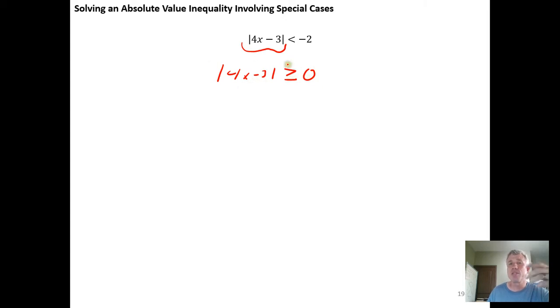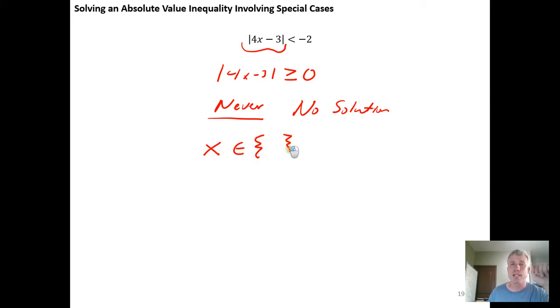So when will a number that's greater than or equal to 0 be smaller than negative 2? And the answer is never. There's no x you can choose that will make the absolute value generate a negative output. So there's no solution to this particular inequality. And in interval notation, for no solution, we would say x is an element of the empty set. Here's the list of everything that works. Nothing works. There's no solution.